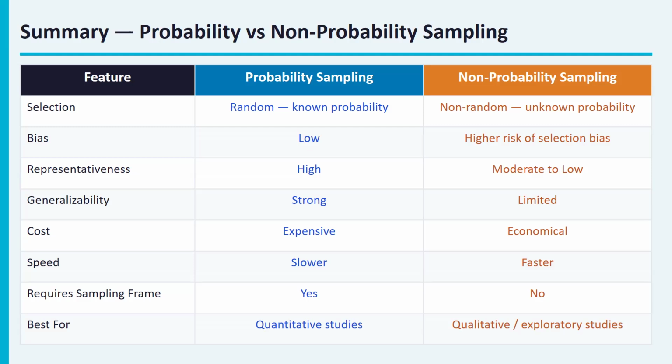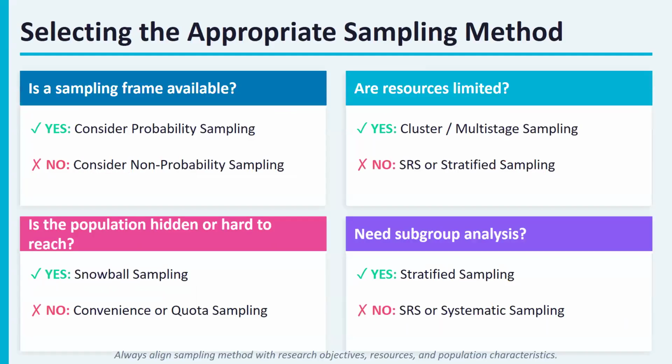Generalizability is stronger in probability sampling. Cost is expensive in probability sampling. Sampling speed is lower in probability sampling. And we require a sampling frame in probability sampling. Quantitative studies use probability sampling, and qualitative studies are more inclined towards non-probability sampling.